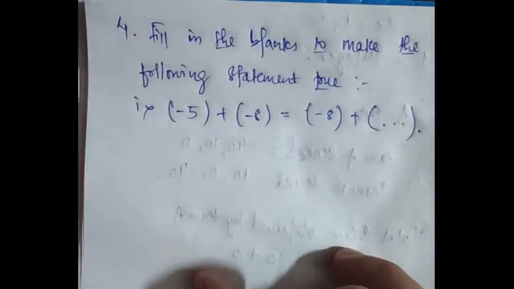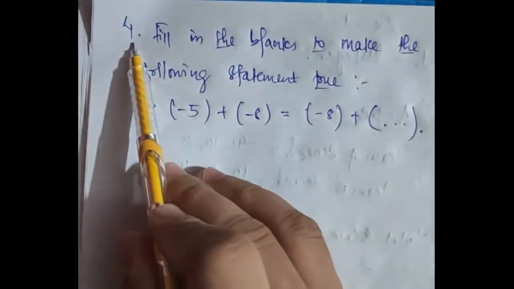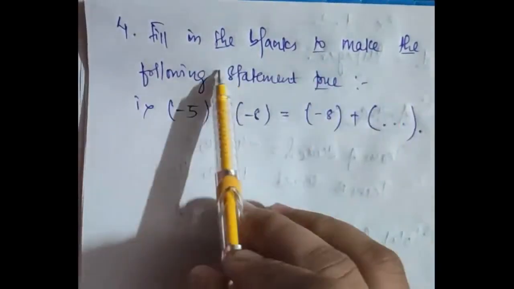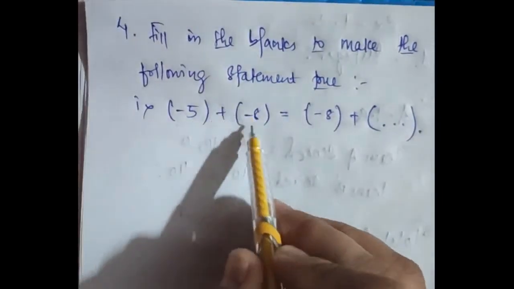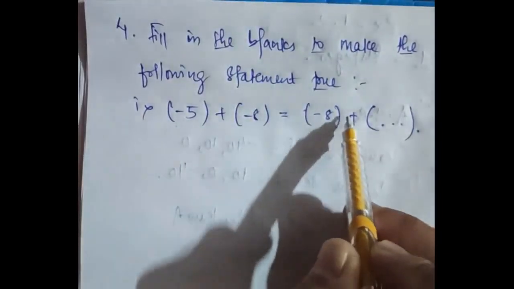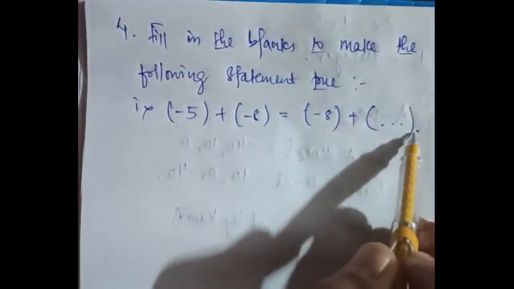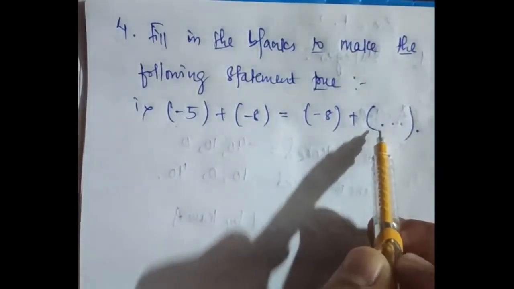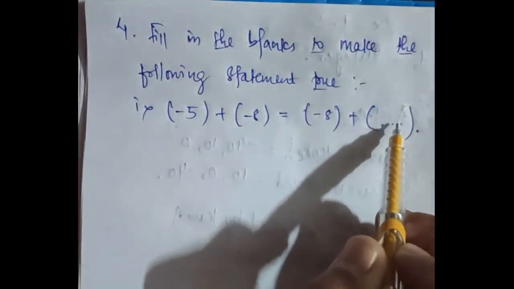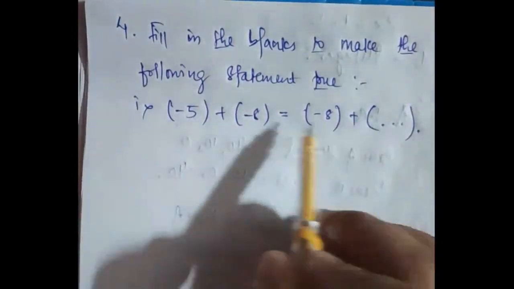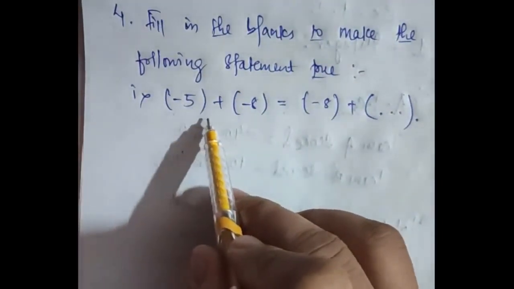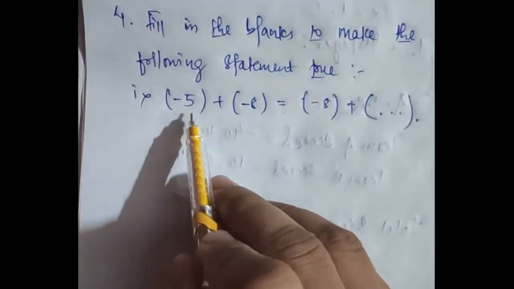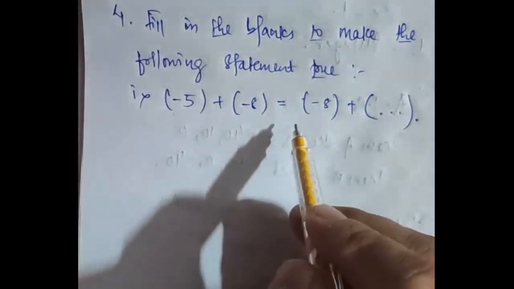So moving on to the next question, which is number 4. Fill in the blanks to make the following statement true. -5 plus (-8) is equal to -8 plus, and you have to fill a missing number here. You have to put the number to make this statement true. You can see here, this is actually following the commutative law of addition.